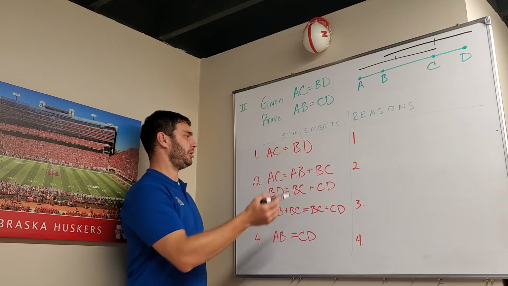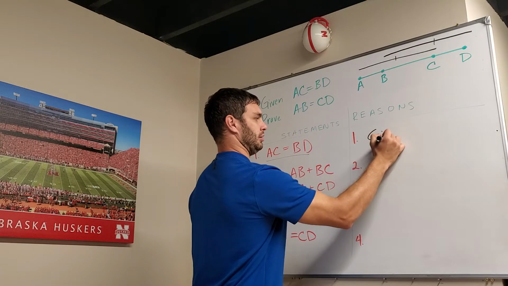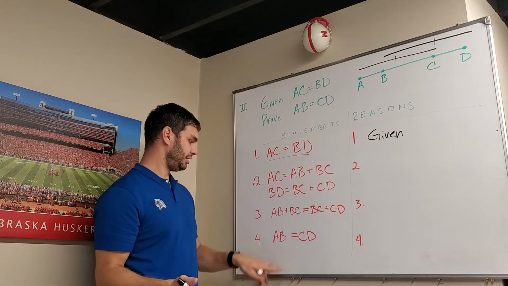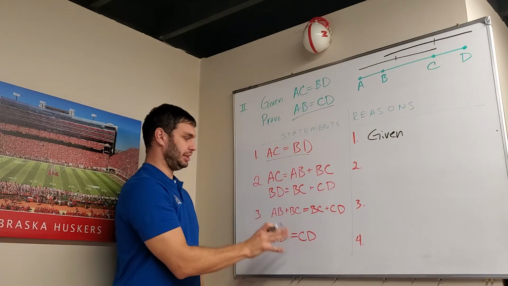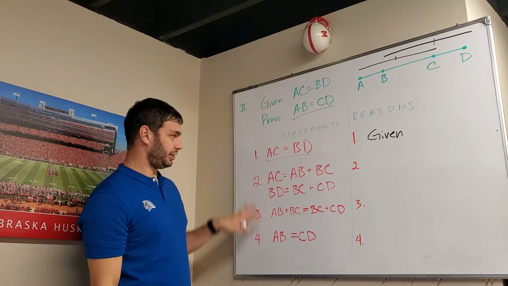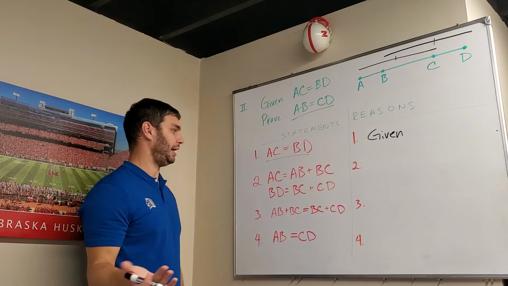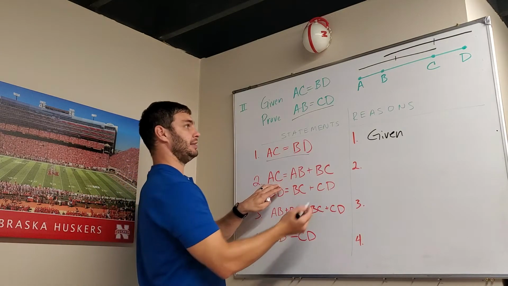Remember, like I said before, that what we're given are these freebie spots, right? We can always put given in there as the first reason. And what we want to prove, they fill it in for us, but what we want to prove always goes in the bottom statement. All right, and then they also fill out these statements for us. So we just have to come up with the reasons. So it shouldn't be too bad. Let's try it here.